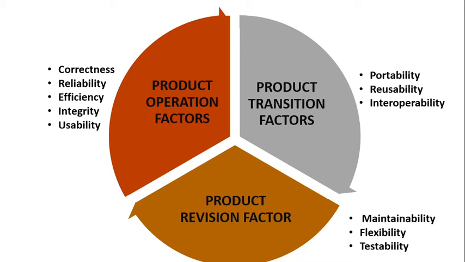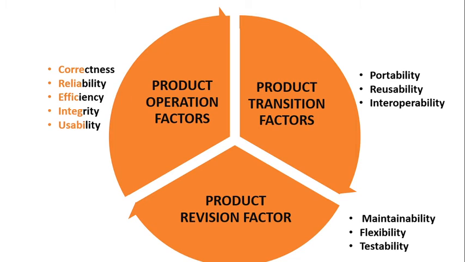The product operation factors are correctness, reliability, efficiency, integrity, and usability. The product transition factors are portability, reusability, and interoperability. And the product revision factors are maintainability, flexibility, and testability. So from the development phase to the delivery phase, these 11 quality factors are classified into product operation, product transition, and product revision factors. The product operation factors are correctness, reliability, efficiency, integrity, and usability.